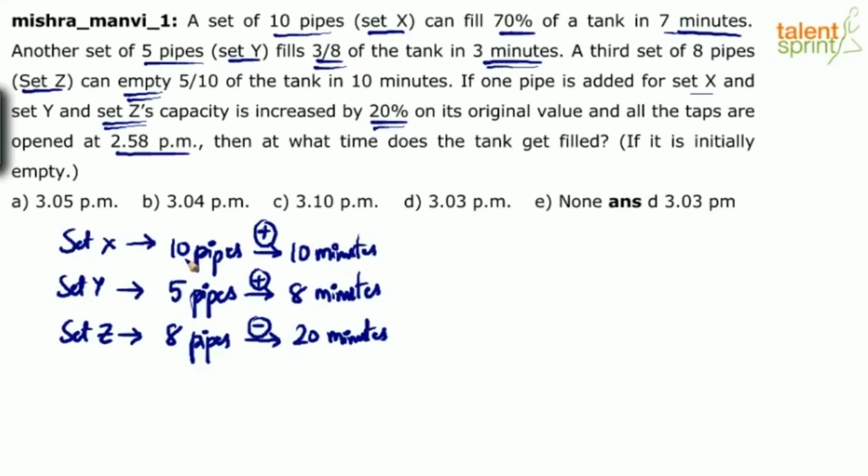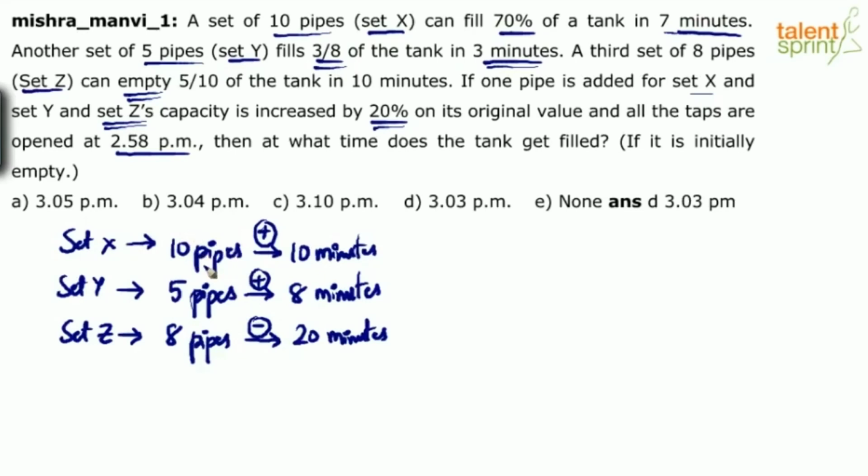If one pipe is added, it will become 11 pipes. If 11 pipes, how many minutes will it take? Don't say 11 minutes. I'm sure at least a few of you would have got 11 minutes as the value immediately, right? 10 pipes can do it in 10 minutes. 11 pipes will do it in how many minutes? Do not say 11 minutes, because this is not directly proportional.